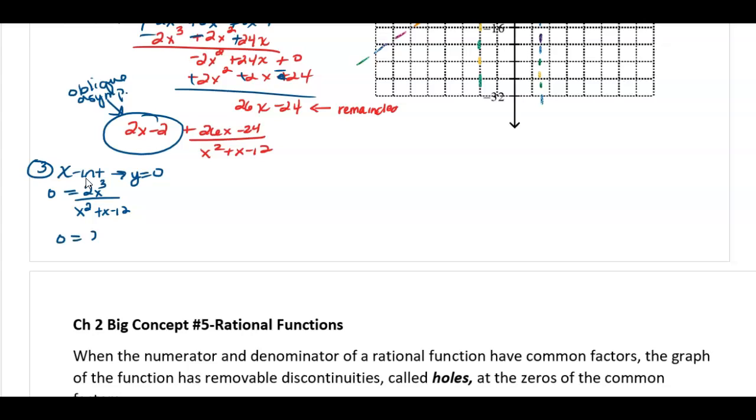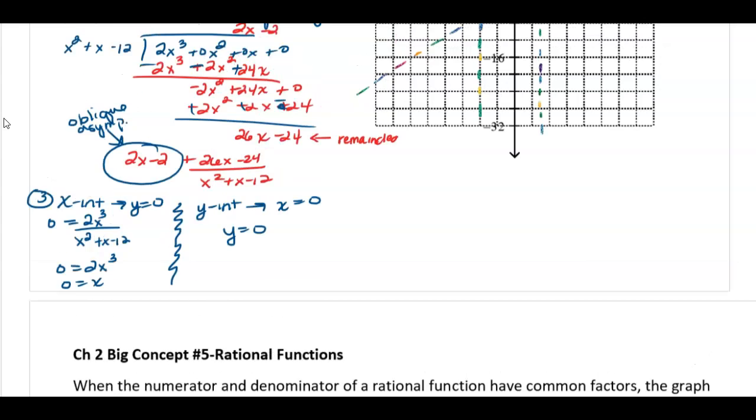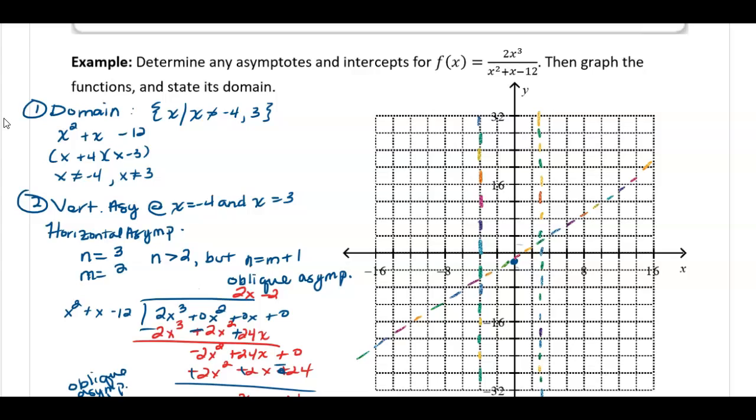We end up getting 0 equals 2x cubed, so 0 equals x. So I have an x-intercept at 0, and then let's go over here and do our y-intercepts. It says x equals 0, and then I get a y-intercept of 0. All right, so we have a y-intercept at 0, which is right there. And then I have an x-intercept also at 0, so (0, 0). Worked out pretty nicely, didn't it?